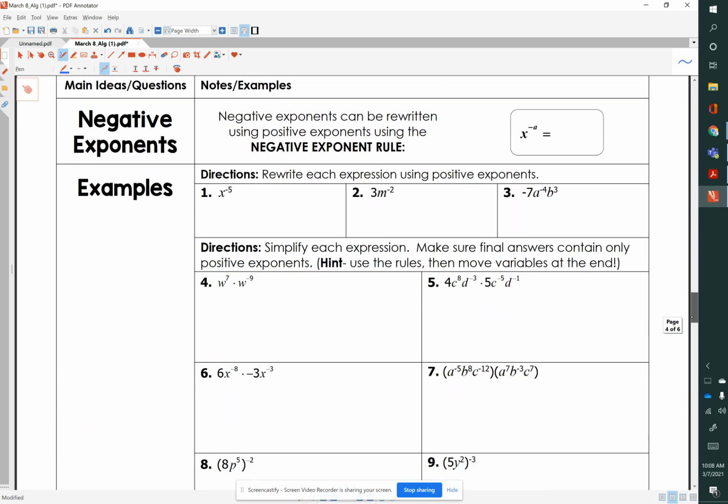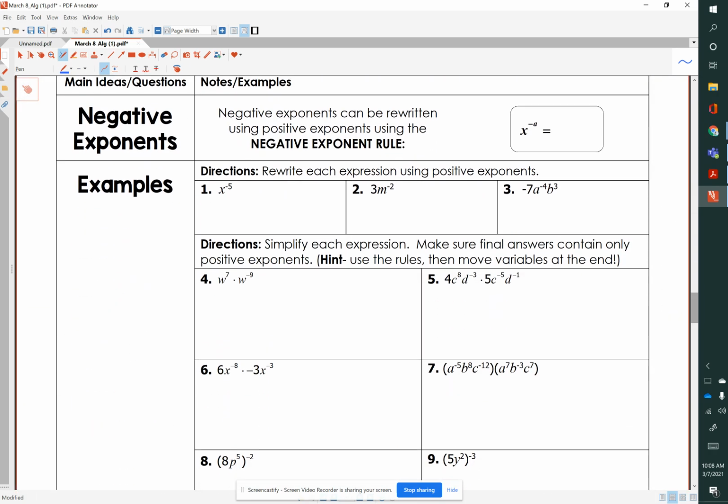So let's get started with our lesson. Our lesson is about negative exponents. And to start us off, the negative exponent rule is when you have x raised to the negative a power, we simplify that by putting the x in the denominator and making the exponent positive. For example, x to the negative 5 would be 1 over x to the 5th. Example 2: 3m to the negative 2 power. The 3 is still in the numerator. That negative 2 only applies to m, so m to the 2nd power goes in the denominator.